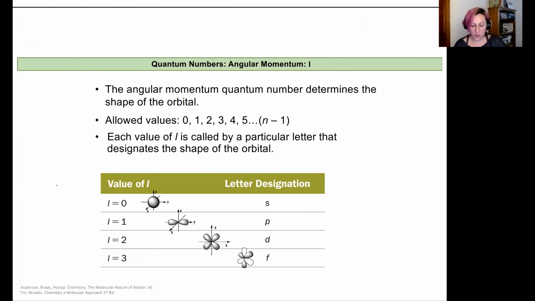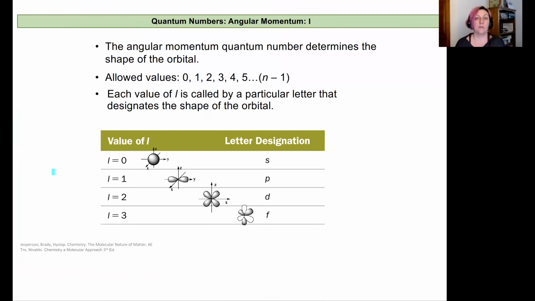Our next quantum number is L, and it represents angular momentum. So the angular momentum quantum number really determines the shape of the orbital. And the electron's orbital is the area where it is probable to find the electron. So it describes the areas you might find it, the areas you won't find it, and the areas where it's very unlikely to find it. And so angular momentum gives us the shape of the space the electron can be in.